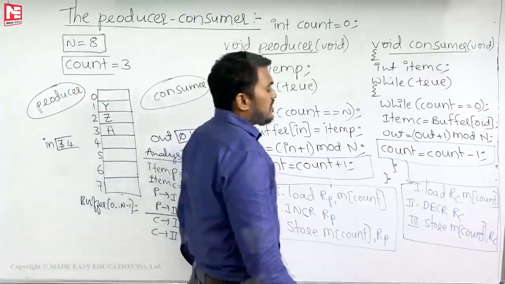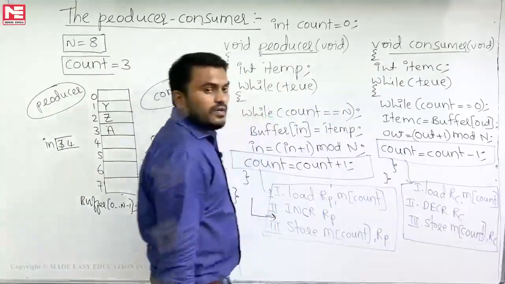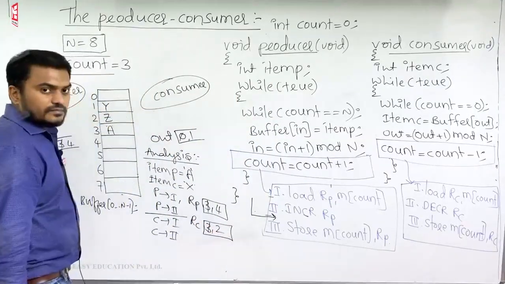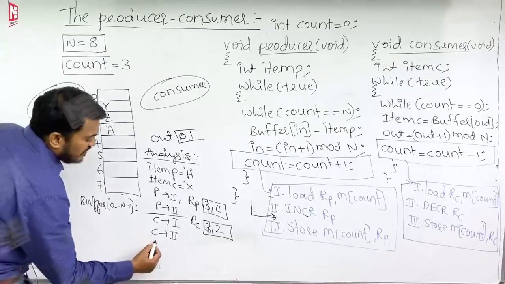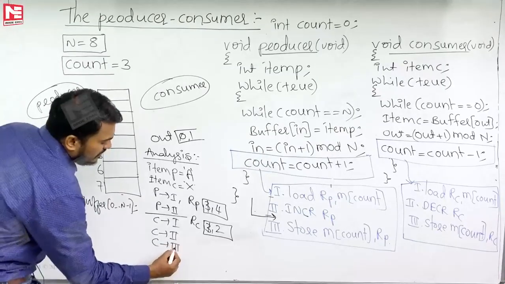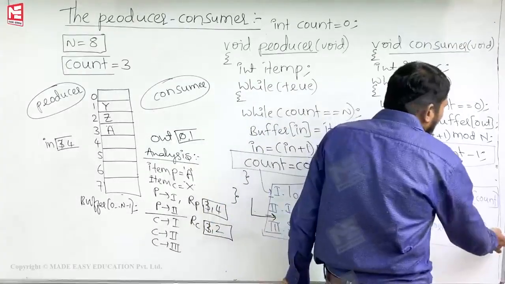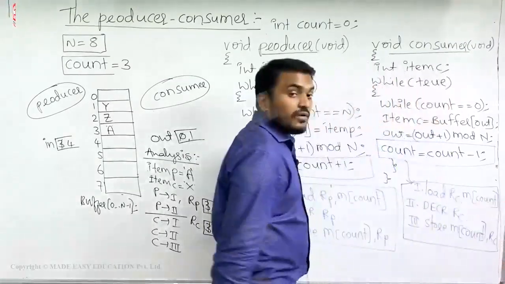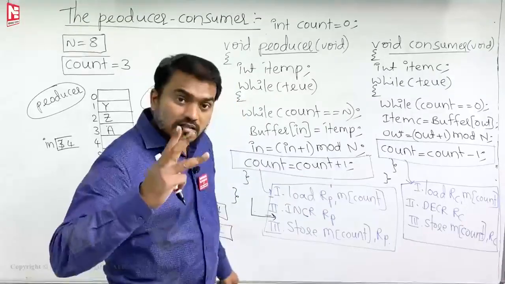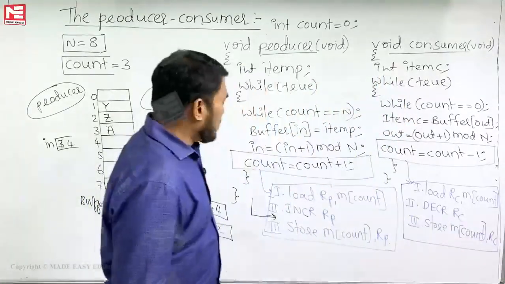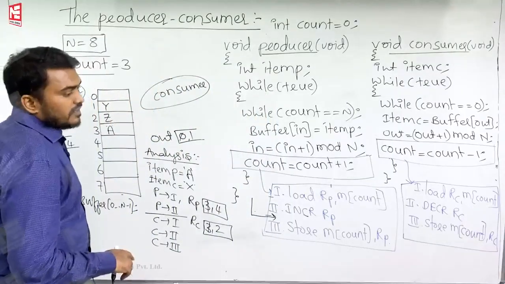And consumer executing second instruction. What does the second instruction say? Decrement the register value. When you decrement the register value, so this becomes how much here? 2. Okay. And next, after this, consumer executing third instruction. Now, what does the third instruction say? Store the register value into count. Okay, understand here. Consumer का third instruction चला रहा है. Store the register value into count.